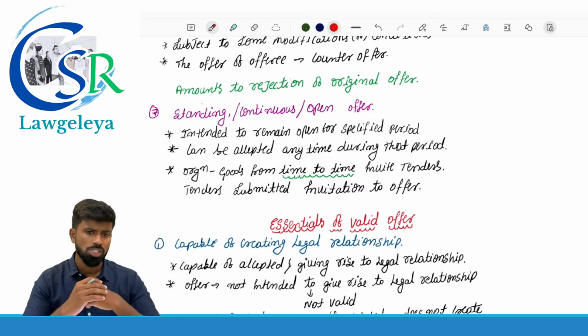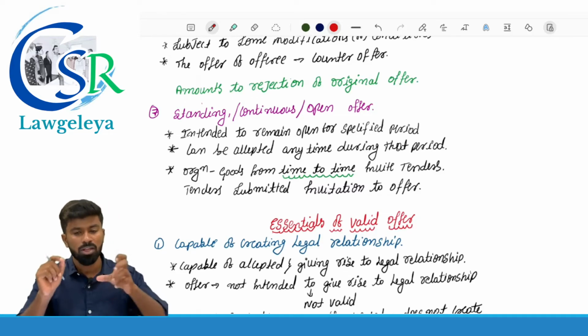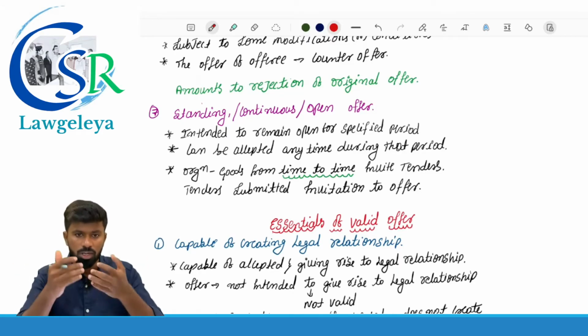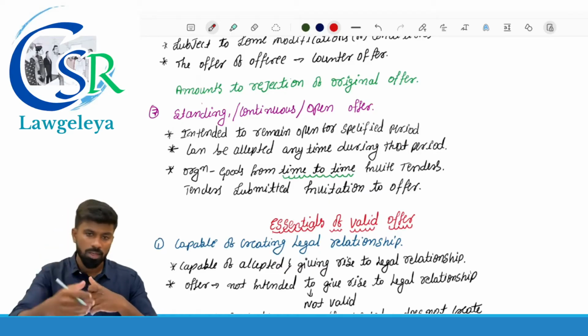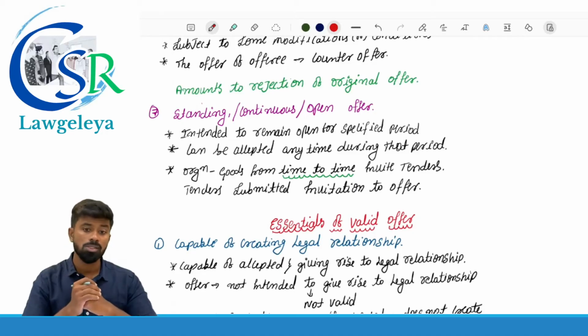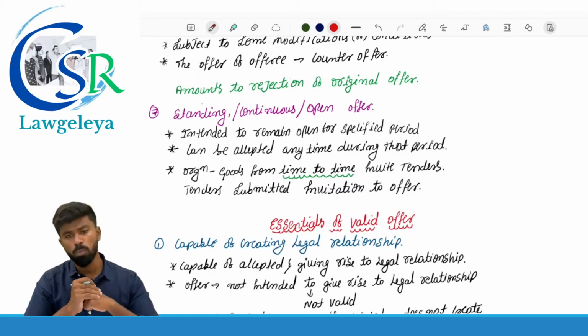The organizations, when they need goods from time to time, remember this word, time to time. Whenever the words time to time are used, it means what offer? Standing, continuous or open offer. So if an organization needs goods from time to time, they invite a tender from the public. The person who submits the tender, that submission of the tender is called as what? Called the standing offer or open offer.